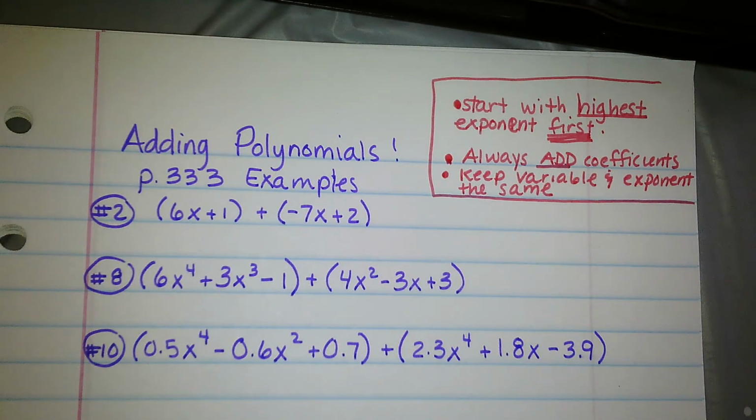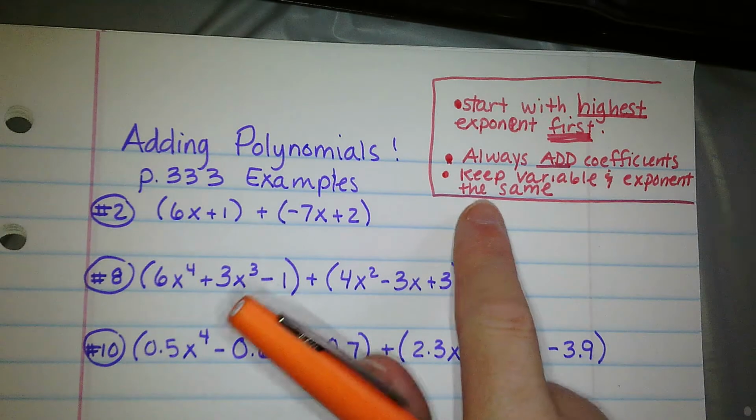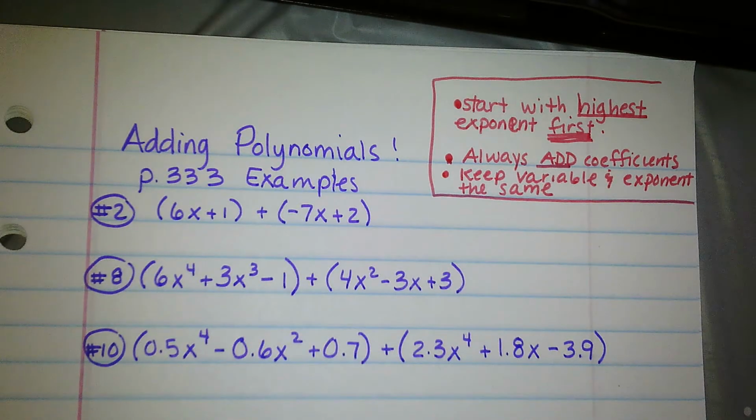The second thing is, once you identify where your like terms are, you're going to add the coefficients. You always add them. So this is where your skills for adding positive and negative numbers come in. So just be careful with your signs. And lastly, when you're adding like terms, you always keep the variable and the exponent the same. So if it starts off in x squared, it's going to stay in x squared.